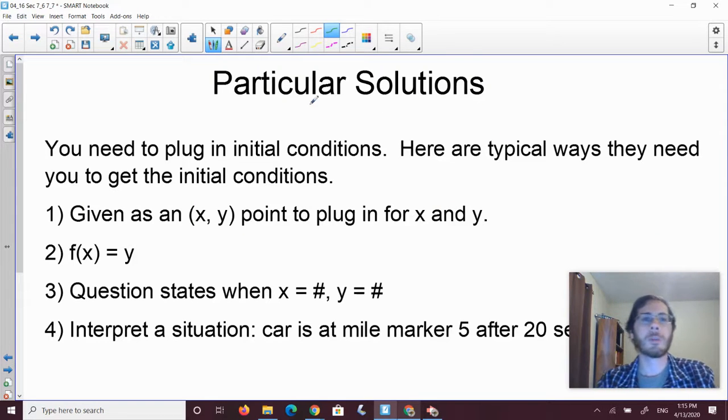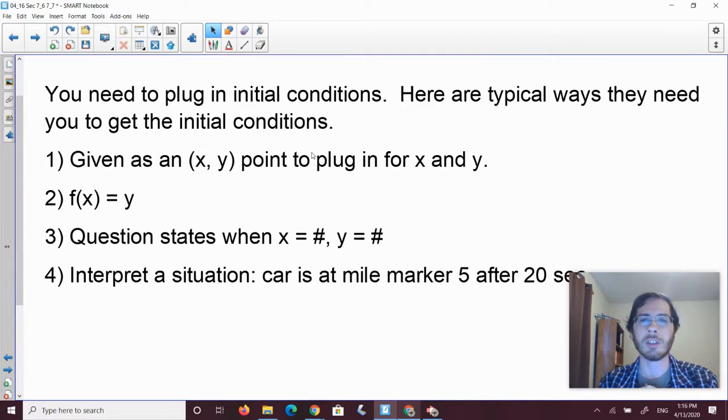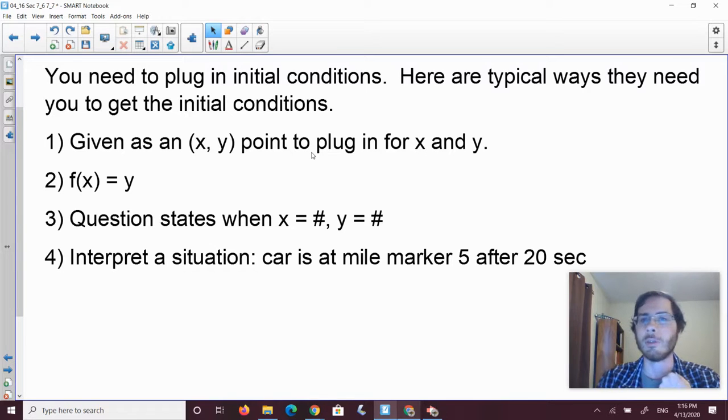So for our particular solutions, the whole idea is that we're going to have some initial conditions to plug in. So once we get our answer, we're going to have to do some more plugging in and doing some more algebra. Typically, if you have to get the initial conditions, this is what they'll tell you. Either they'll give you a coordinate point. This is x, this is y, just like normal. They'll tell you something like f of 4 equals 10. Well, x is 4, y is 10 in that case. They'll just straight up state x equals 7, y equals -3. So they'll just tell you what the numbers are. Or they might give you a situation. This is usually the trickiest one to do.